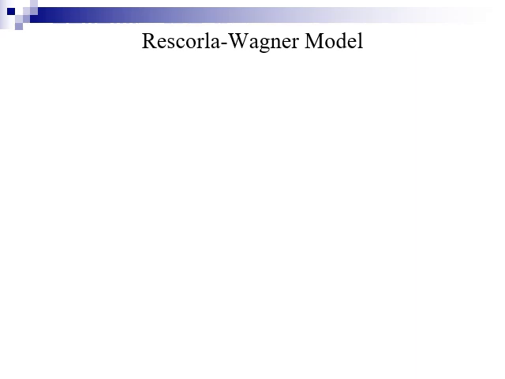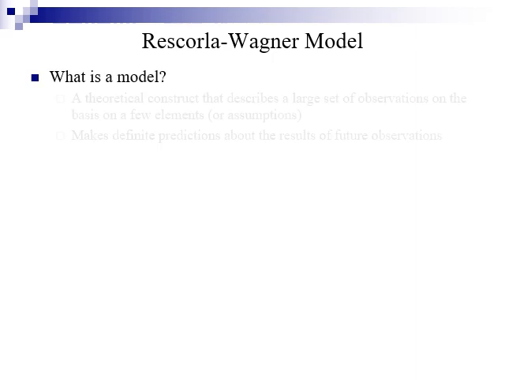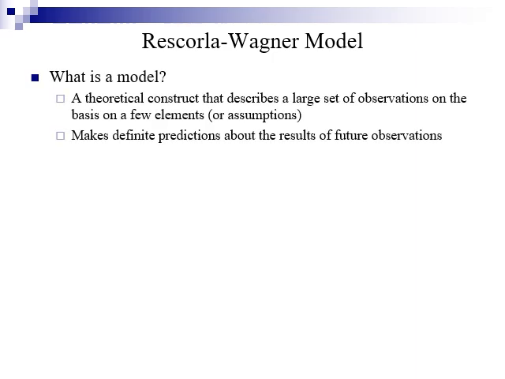The last theory we'll talk about is the Rescorla-Wagner model. Now, models are theories, but theories with numbers, essentially. So, just like a theory, they're trying to describe a large set of data, observations, on the basis of just a few elements, and trying to make definite predictions about the results.